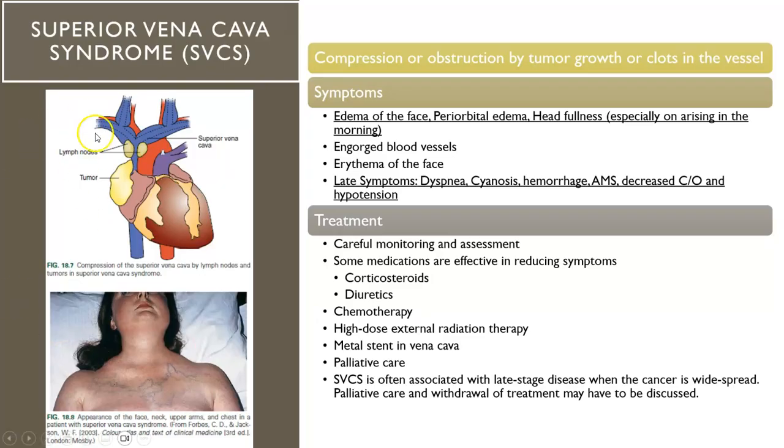If we look at the compression of the superior vena cava, it is up here. So we have lymph nodes. We have a tumor that's also compressing on it. So that means blood can't get into the heart area. So blood is accumulating up into the neck and the head. So how do we treat it? It's careful monitoring. We can give them steroids and diuretics, ultimately high dose radiation or chemo. We can do a metal stent to open up the area, and palliative care. But ultimately, superior vena cava syndrome is late-stage disease, and cancer is probably widespread, so we're going to focus a lot on palliative care.